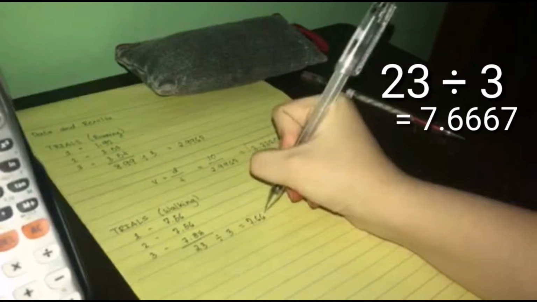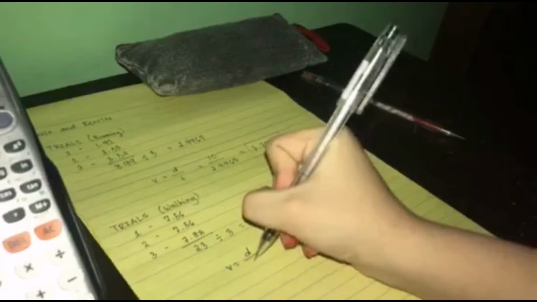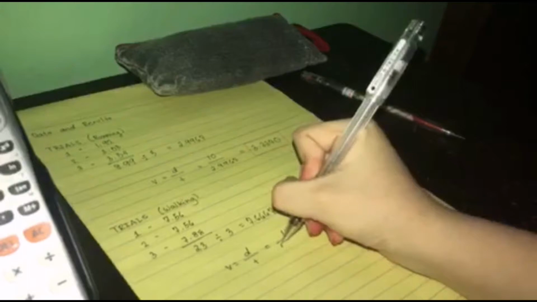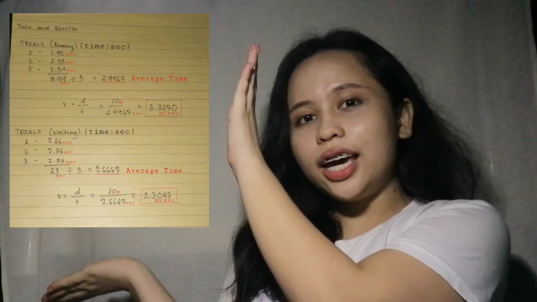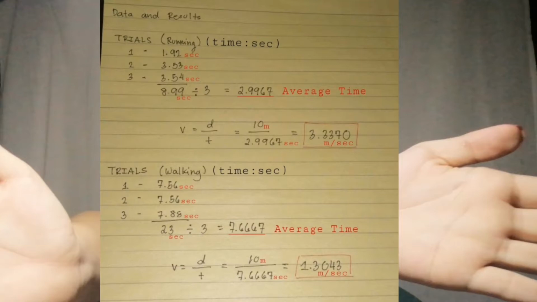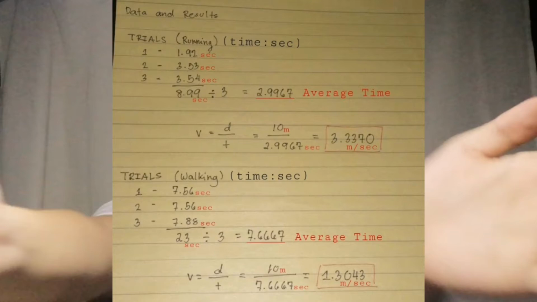The formula for speed, distance over time. Our distance is 10 meters over time, 7.6667 seconds. Now, divide them. We got 1.3043. Now guys, these are my speed in running and walking with their corresponding units. My own speed in running is 3.3370 meters per second, while my own speed in walking is 1.3043 meters per second.